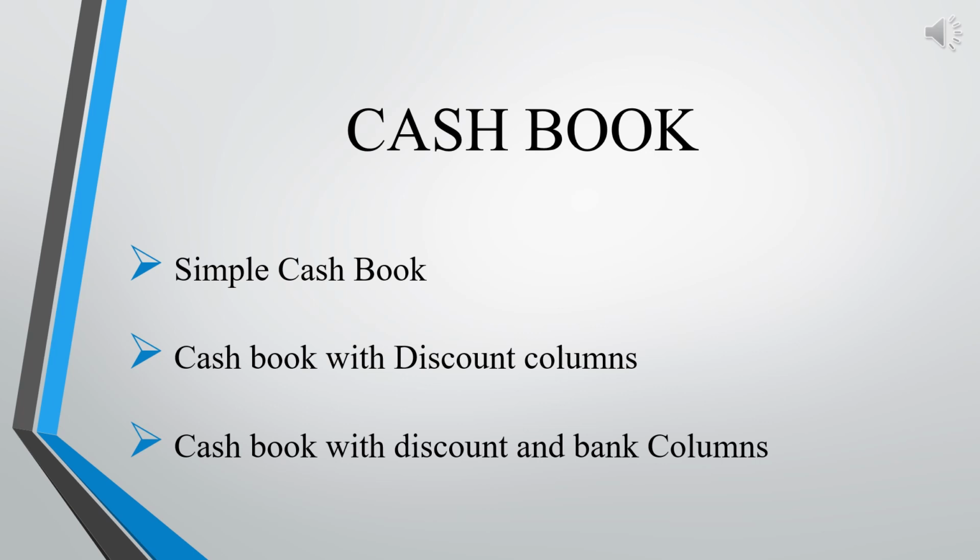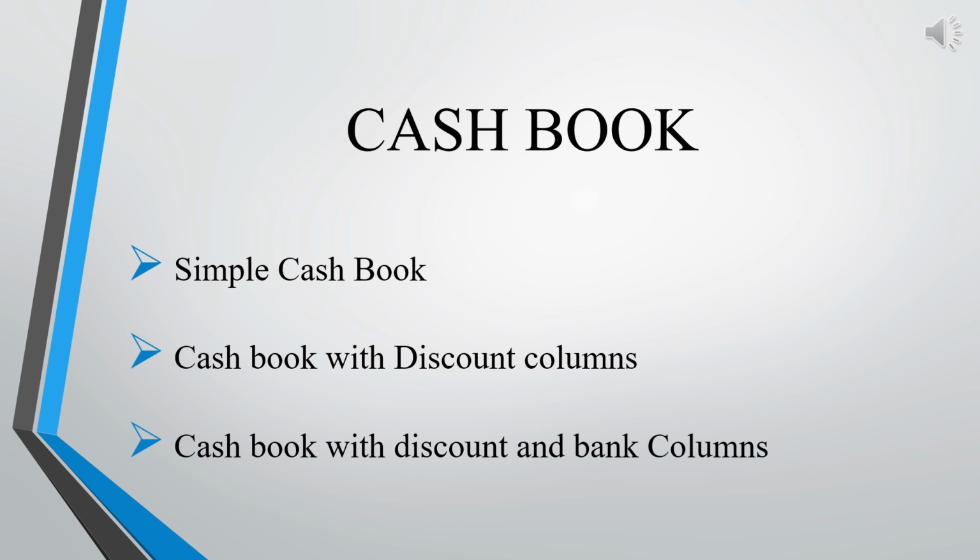The first and foremost book which we need to consider for preparing BRS is the cash book. It is of three types, namely simple cash book, cash book with discount column, and cash book with discount and bank column. A simple cash book makes a record of all receipts and payments in the form of cash, coins, bank draft, and treasury notes. The receipts are all recorded on the debit side of the cash book and payments are recorded on the credit side of the cash book.